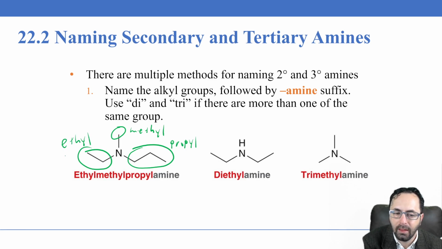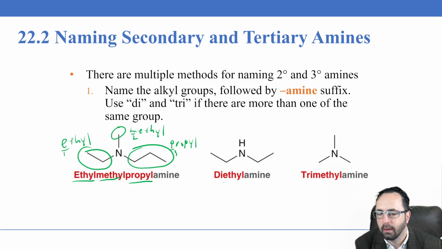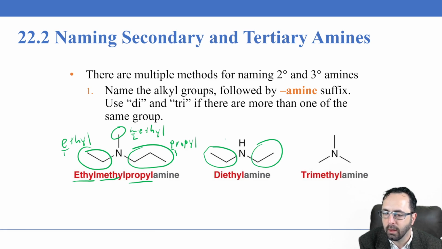And so ethyl will come first in the alphabet, methyl will come second, and propyl will come third, E before M before P. And so we'll call this ethyl methyl propyl amine. That is a way of naming them. It's a relatively simple name that you can use for simple substituted amines. Here we could call it, here's an ethyl group. This is also an ethyl group.